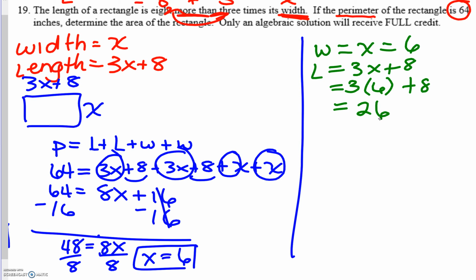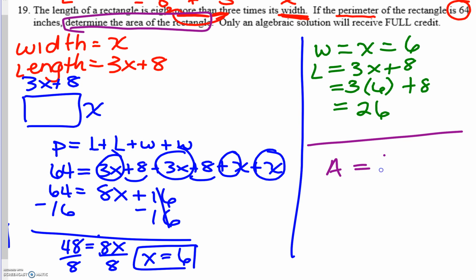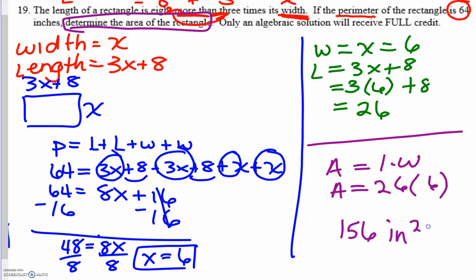Now we have to go back and make sure we answered the question. It did say determine the area of that rectangle based off of the information that we had. So we just have to remember area is equal to length times width. So area equals the length times the width. And when we type in 26 times 6, we get 156. It was saying inches, so we're going to just say inches squared.